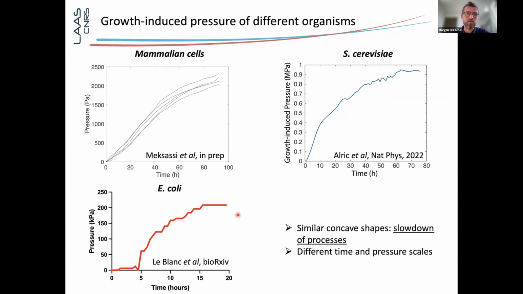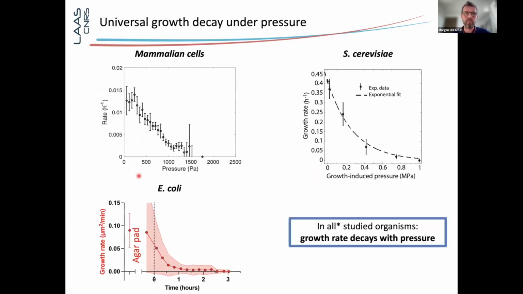And the second thing that I want you to notice is that these pressure curves are all concave, if you look at that. And basically what that means is that there's a slowdown of the processes leading to the buildup of pressure. And because buildup of pressure is growth-induced, it means that there has to be a decrease in growth as pressure builds up. And that we observe in almost all organisms.